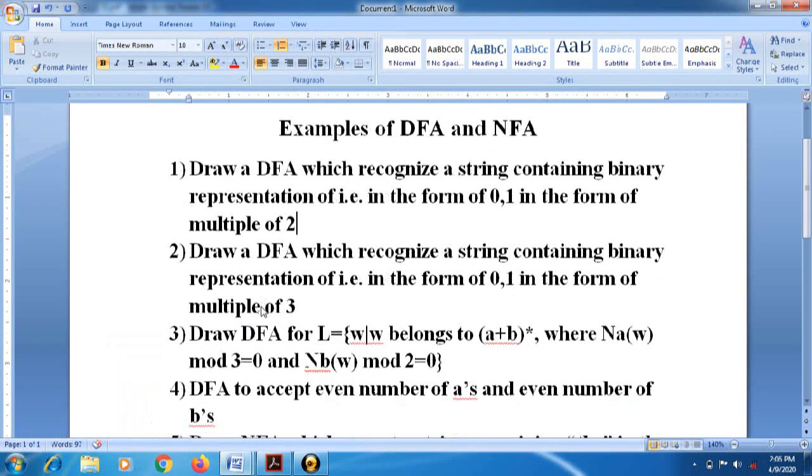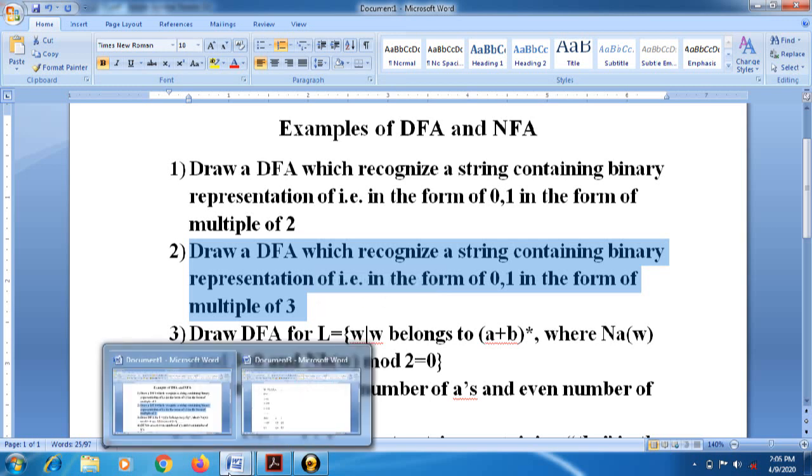The next example is: draw a DFA which recognizes strings containing binary representation of numbers in the form of 0 and 1 which are multiples of 3.